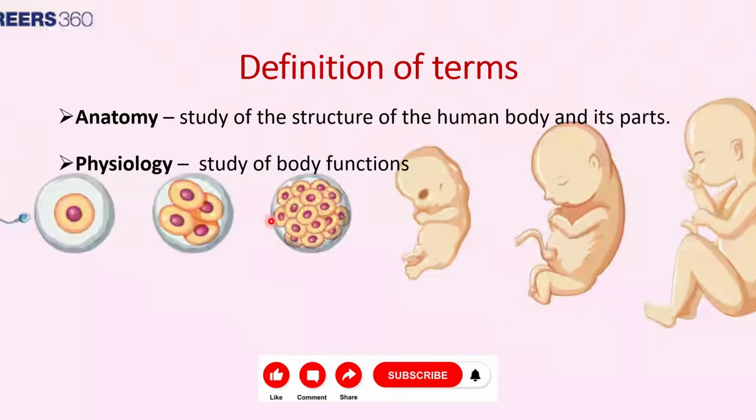And then if you want to study the functions of the anatomy, that will be physiology. Physiology is the study of body functions, of the human body parts that we'll talk about. So physiology is the study of body functions, anatomy the study of the structure of the body parts. So physiology includes anatomy. And then anatomy is further divided into gross anatomy, histology, and embryology.